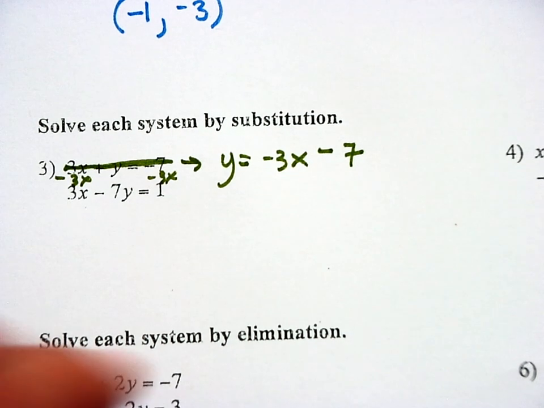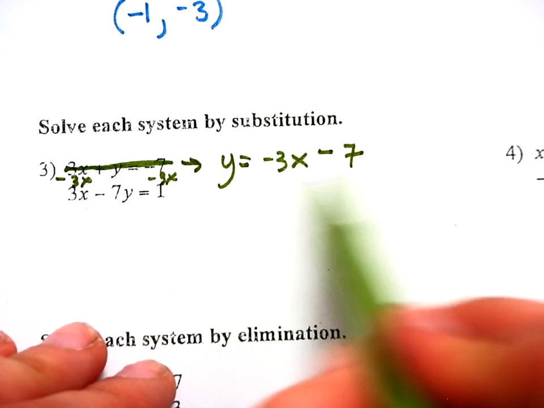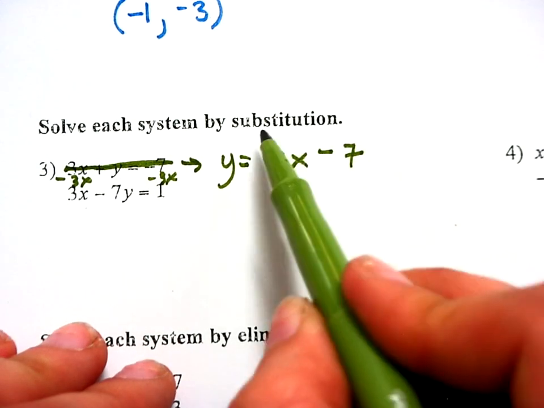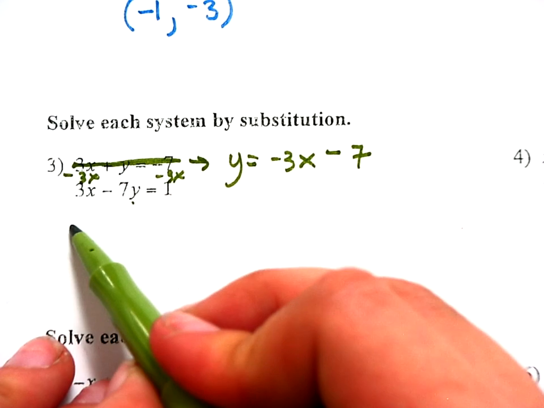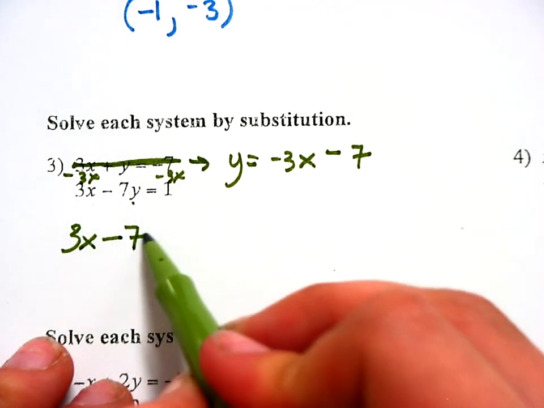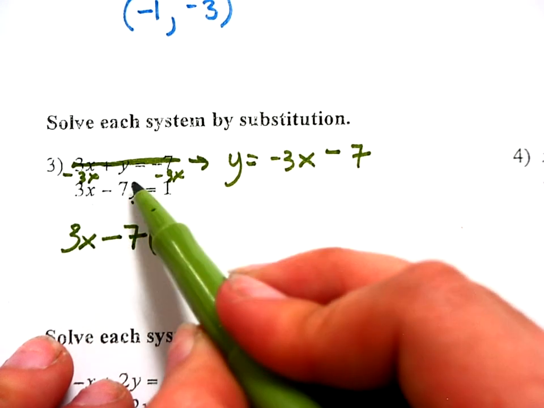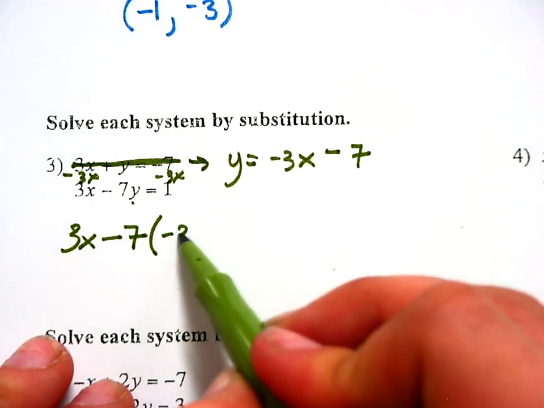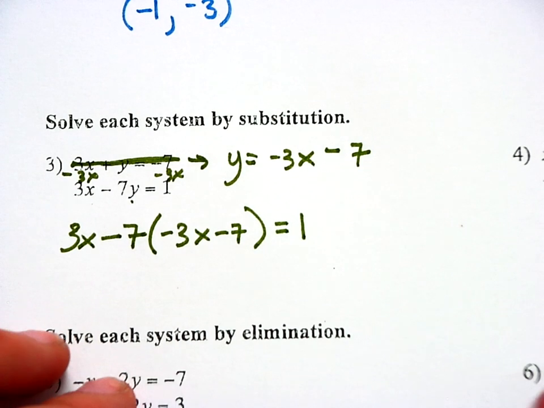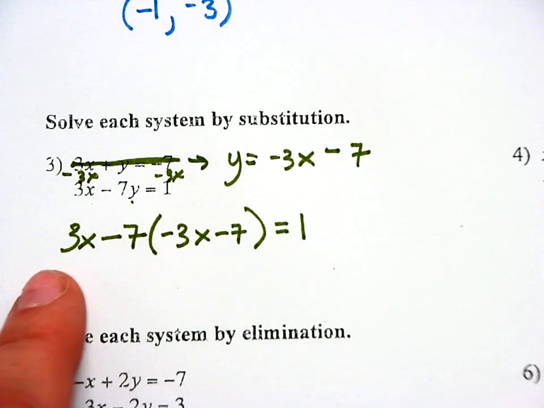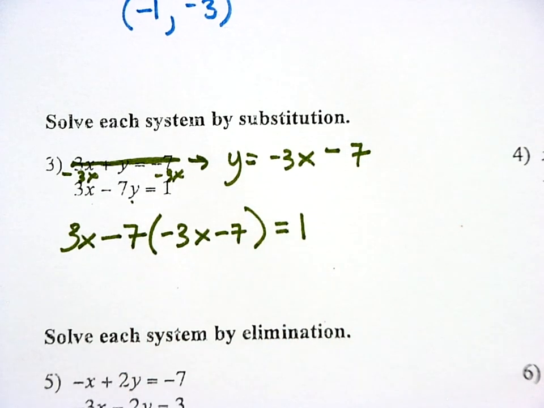Then I'm going to use this right here, what y equals, and substitute it in for y in the other equation. So I'm going to write 3x minus 7, but then instead of y, we're going to write all of this. Negative 3x minus 7. And then let's solve for x. We now have an equation with only one variable, so we can solve for x here.